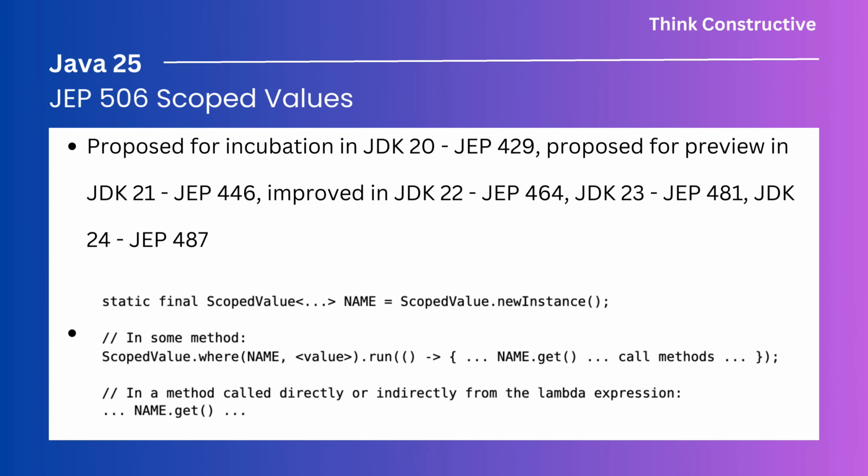Another important feature is JEP 506, that is scoped values. This was proposed for incubation in JDK 20, so for some versions of Java the work has been happening on this feature. It was incubated in JDK 20 with JEP 429, and then proposed for preview in JDK 21 with JEP 446, further improved in JDK 22, 23 and 24, and finally it is finalized in JDK 25. So this is a final feature of JDK 25, scoped values. Its syntax is displayed on the screen here.